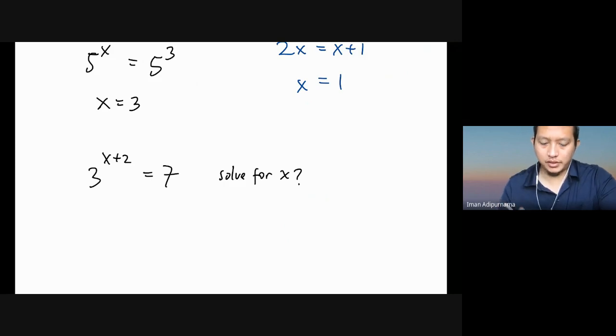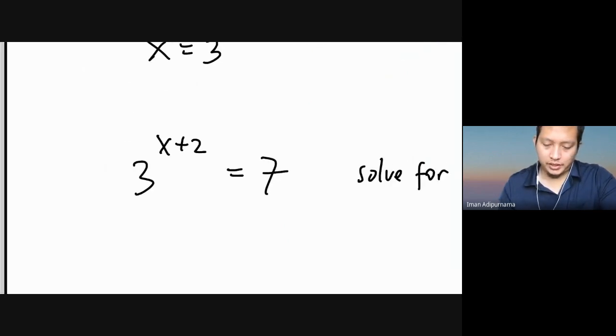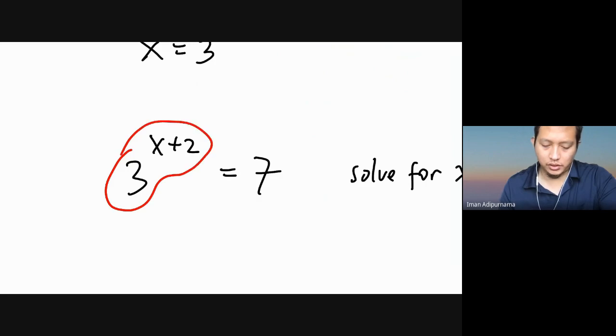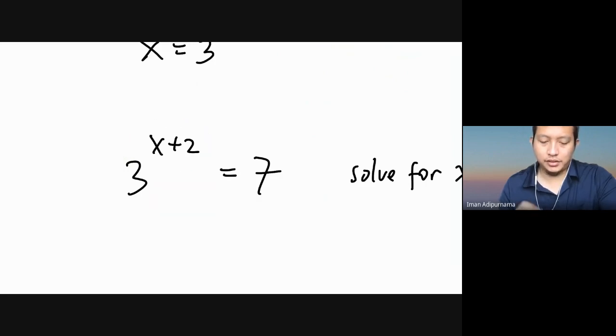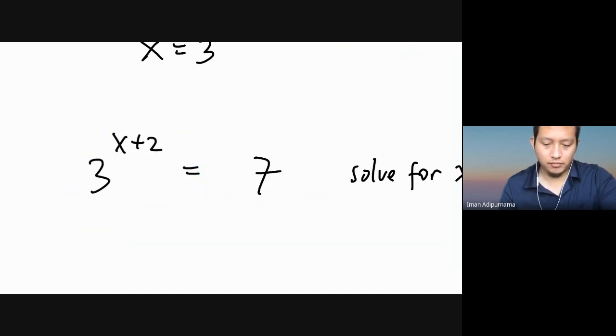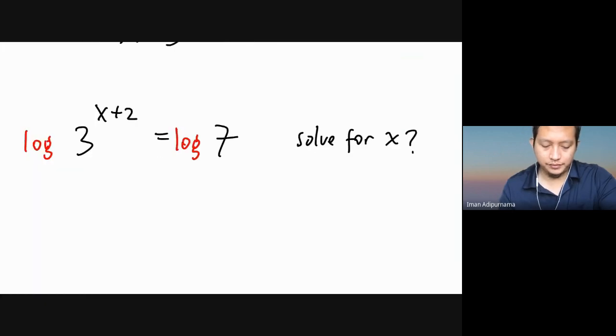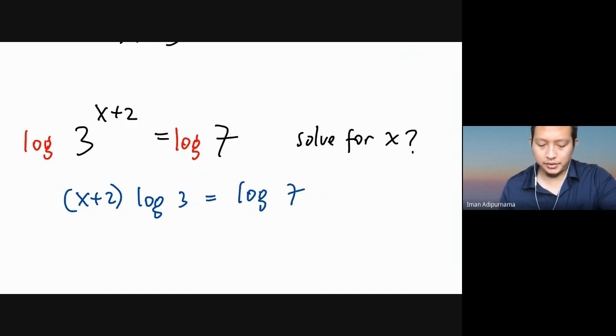So how can we solve this? Remember, every time you see an exponent here, you can try to add log. Try to add log. Adding log here and adding log here, then we'll have x plus 2 log 3 is equal to log 7.